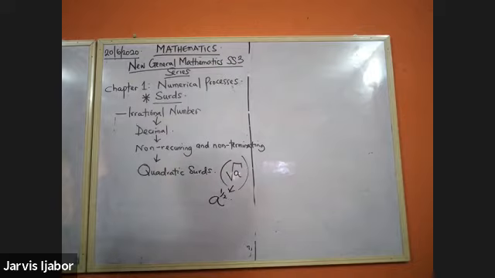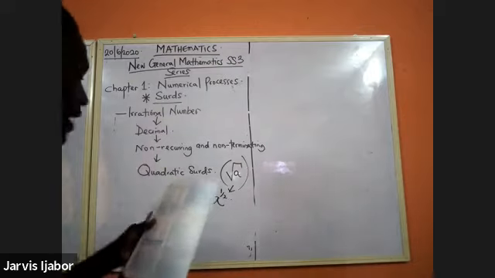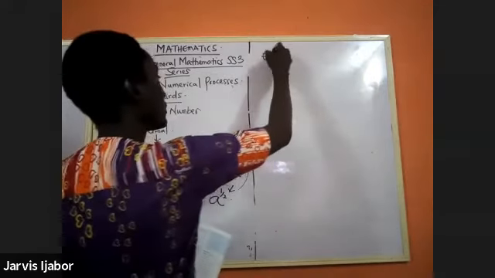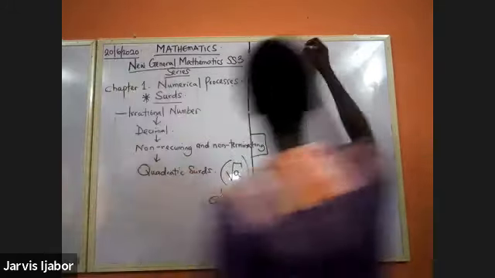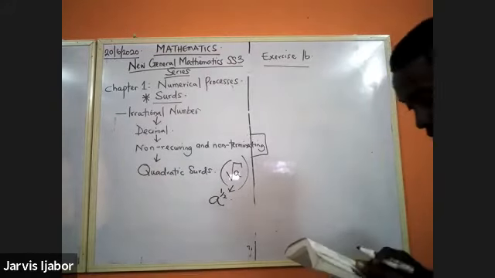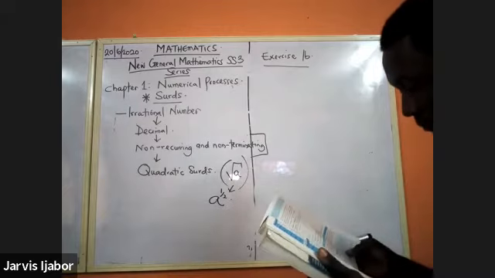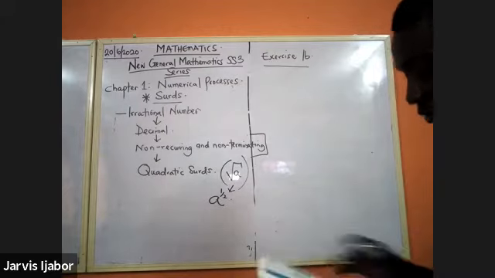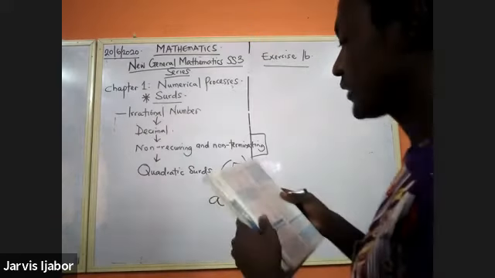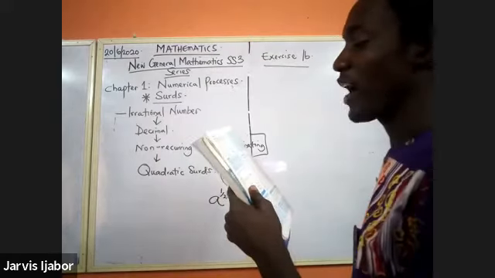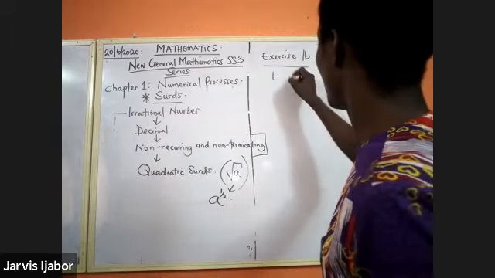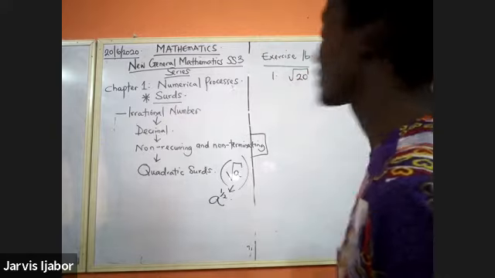So as you go from exercise to exercise, maybe you'll be able to remember some basic things you've been taught. Now, if you look at exercise 1B, for instance, you are told to simplify the SURD. Let's say number one, the square root of 20, for instance.